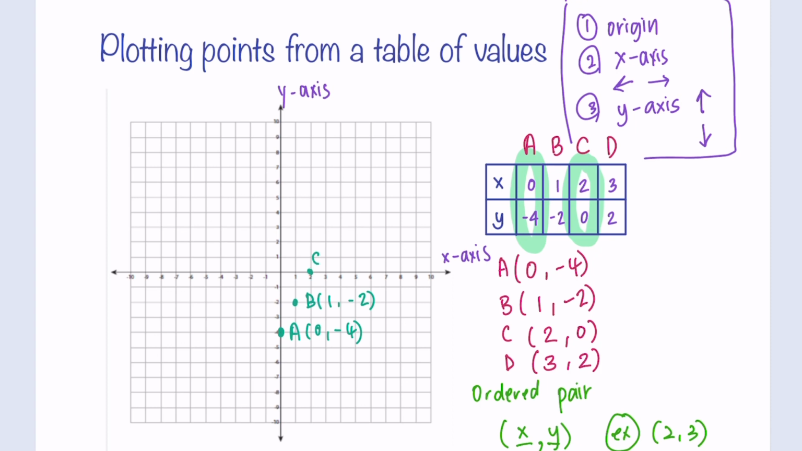And the coordinates are 2 and 0 for C. Last point is D. It has the coordinates 3 for x and 2 for y. So starting at the origin, I have to move 3 steps along the x. Being a positive 3, I need to move towards the right 3 steps. And the y being 2, a positive 2, I need to move up 2 steps. So right here would be where I have my point D.